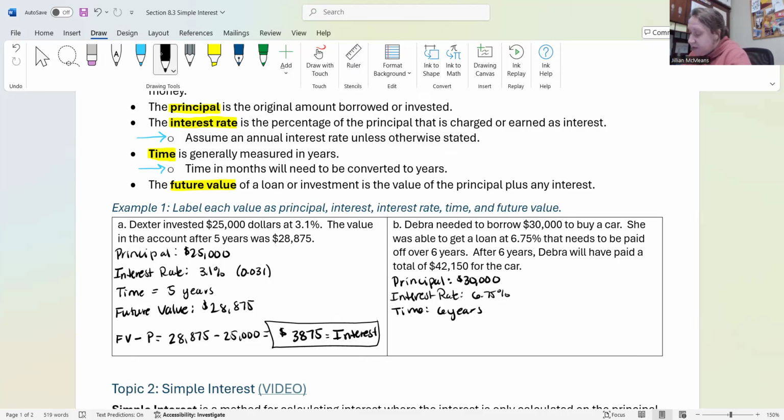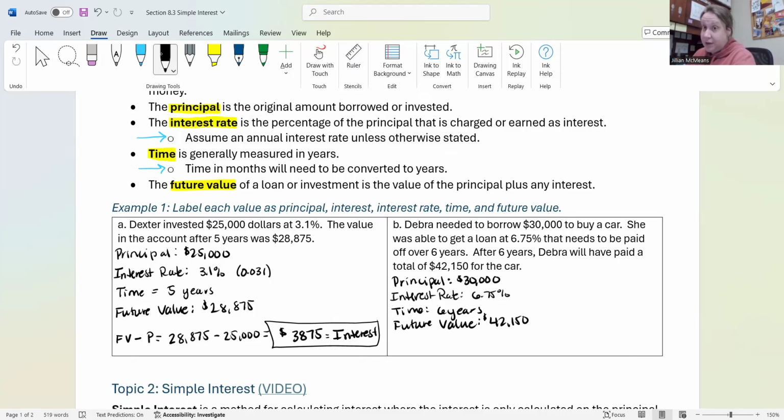Okay. Let's see. After 6 years, Deborah will have paid a total of $42,150 for the car. So the future value of the car is $42,150. And that seems staggering, but that's kind of the price of having to buy a car when you don't have the cash sitting in your bank and you have to borrow it. Interest is just a fact of that situation.